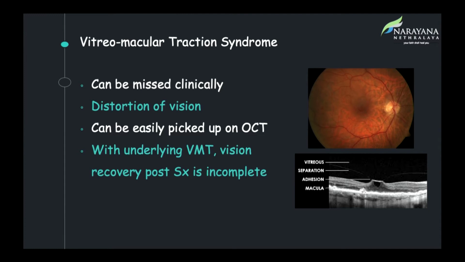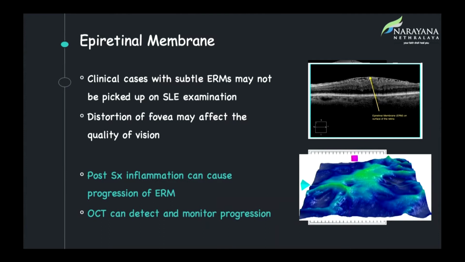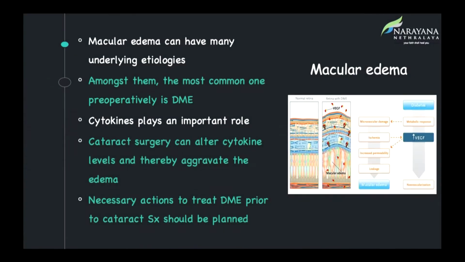It cannot be emphasized more why this slide is coming again and again: VMT is the most commonly missed macular pathology which can progress to macular holes, and the patient is very, very unhappy. The second one is clinically subtle ERMs. When you see a patient who has an ERM and the surgery is taken up, there might be post-surgical inflammation which will add on to this, and the patient might come back with a further drop in vision.